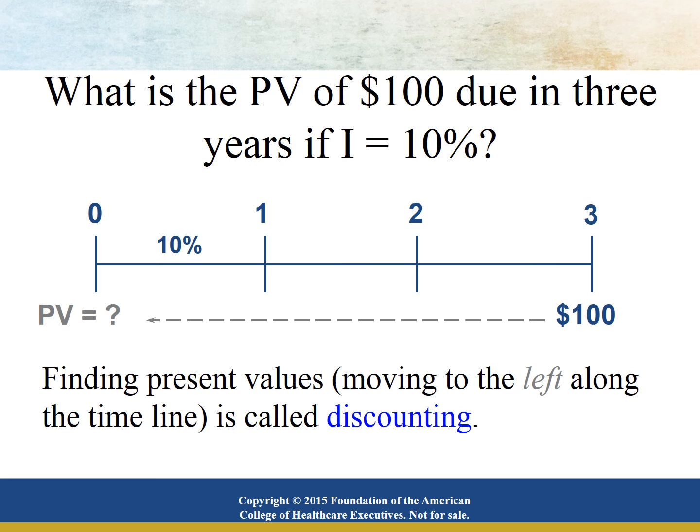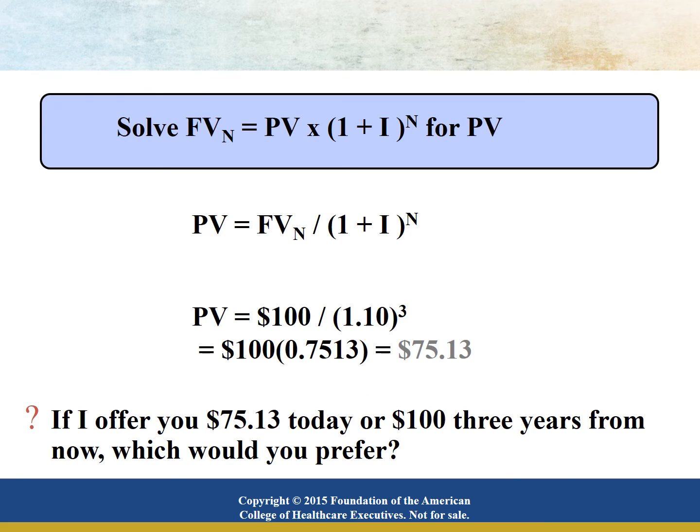So, what is the present value of $100 due in 3 years if the interest is 10%? If I know I have to give you $100 in 3 years and I earn 10% interest on my money, what do I need to have in pocket or invested so I'm going to be able to pay you that $100? So you do discounting. 3 years from now it's $100. Let's discount what it is worth today to get to $100 in 3 years. You move left along the timeline.